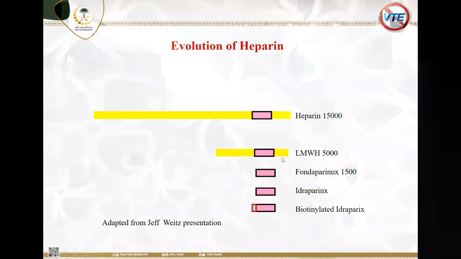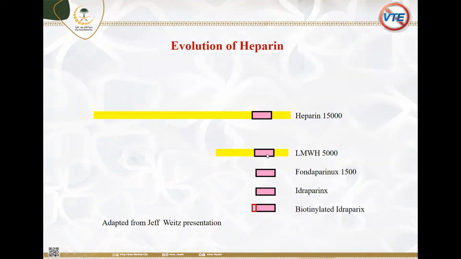Then we have what we call the active binding site, the pentasaccharide, or 5 saccharides. So this is fondaparinux, about 1,500, so it is a smaller molecular weight. Then we have another 2 drugs. They failed the clinical trials, so they are not existing: idraparinux and biotinylated idraparinux. So they are not available. Only this one, fondaparinux.